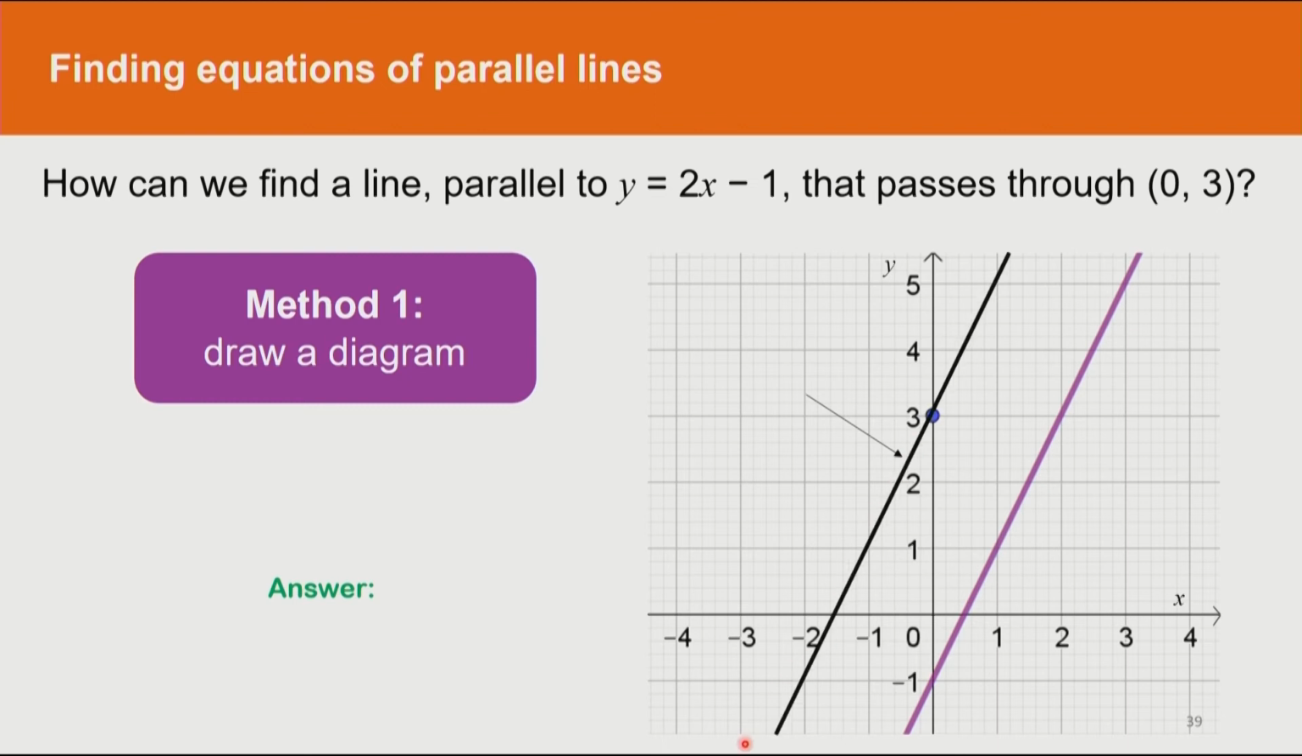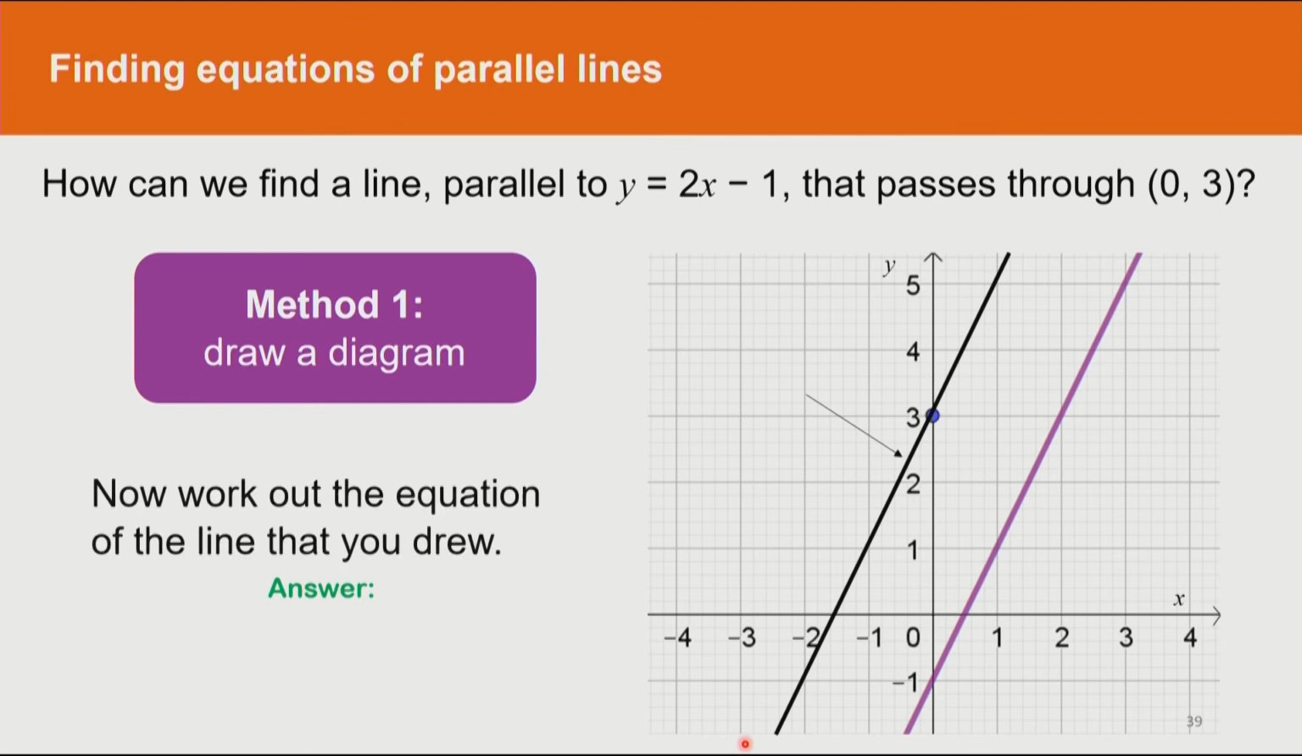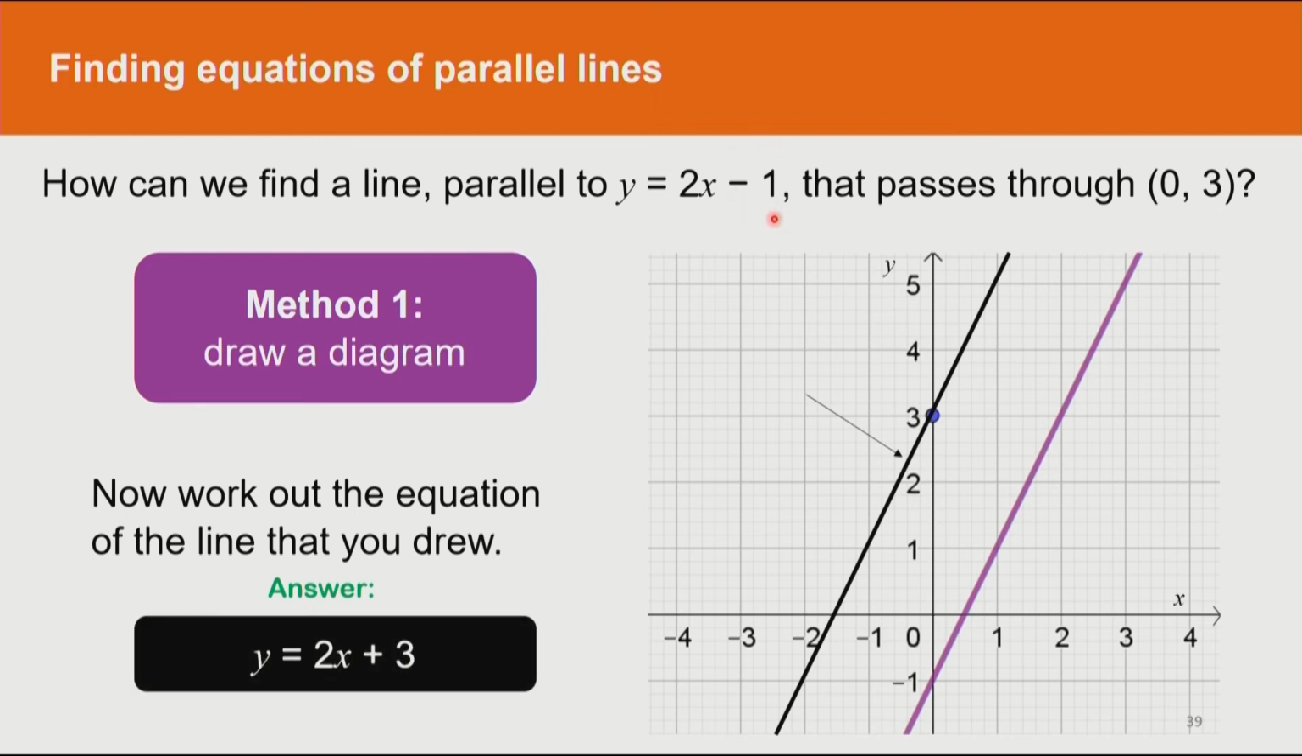There you are. Now work out the equation of the line that you have drawn. So now we need to find the equation of this line. But since they are parallel, we know that this line also has a gradient of 2, but now it passes through 3, not negative 1. So you simply make your substitution. So our equation will be y equals 2x plus 3. You see now it passes through 3 on the y-axis. So that is the required equation.